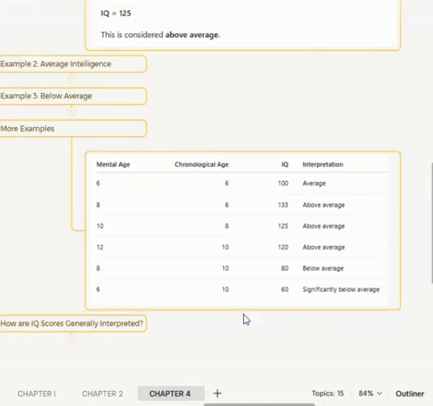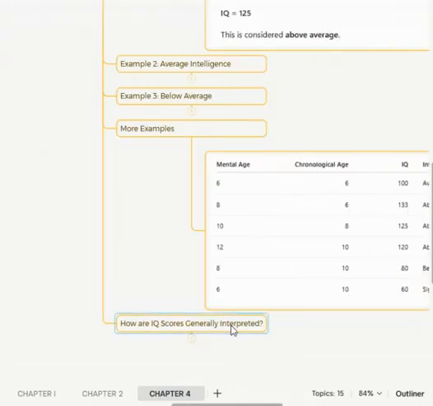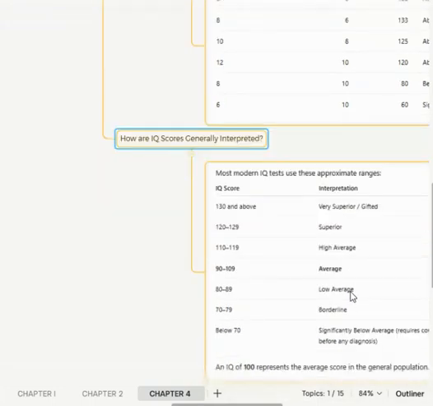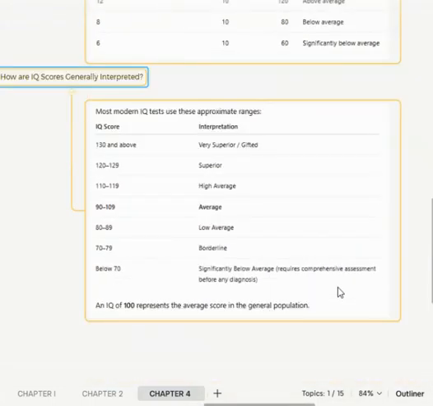Okay, when we talk about the general intelligence, the general intelligence is related to the IQ score. Okay, we always practice with this one, it doesn't matter.